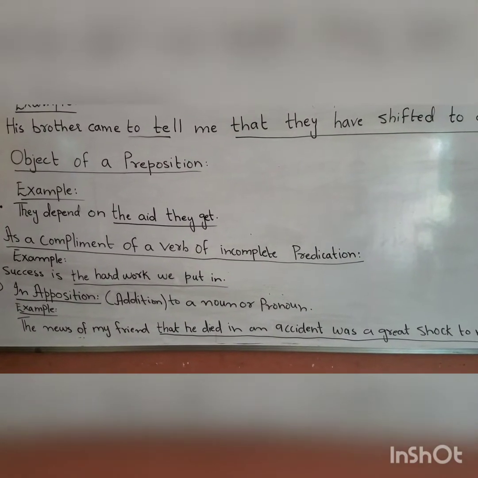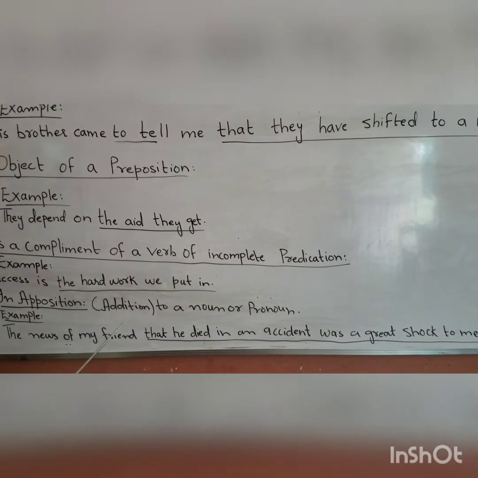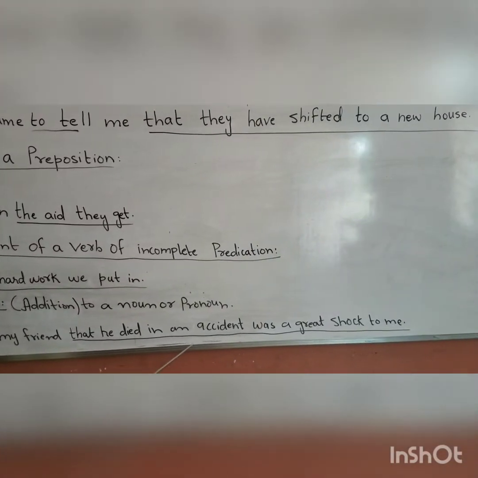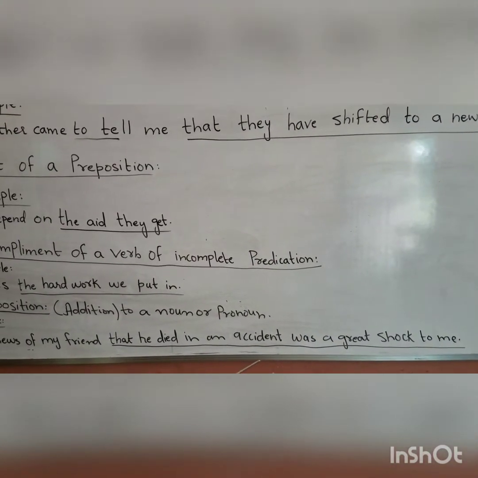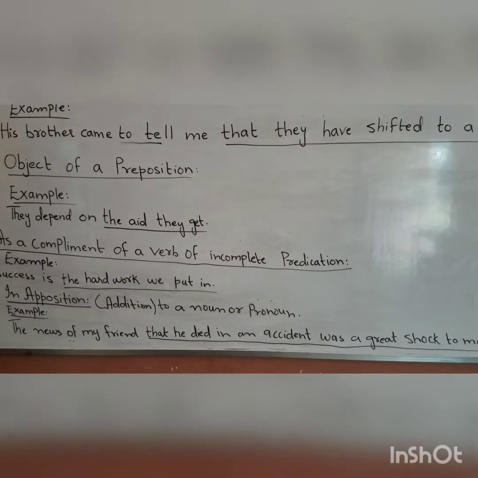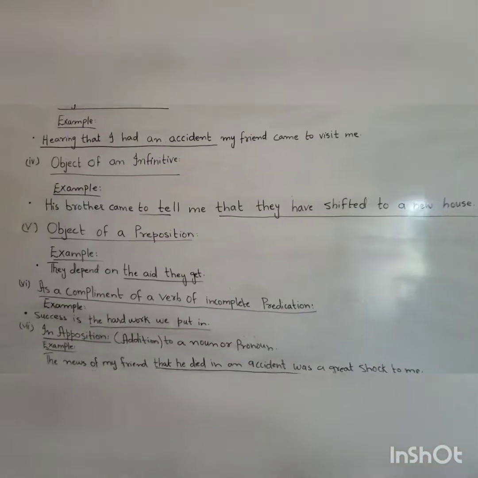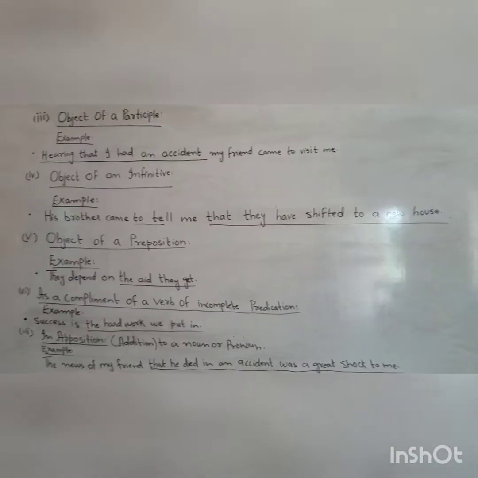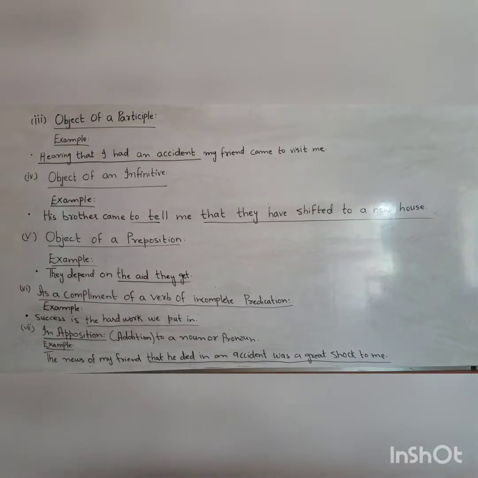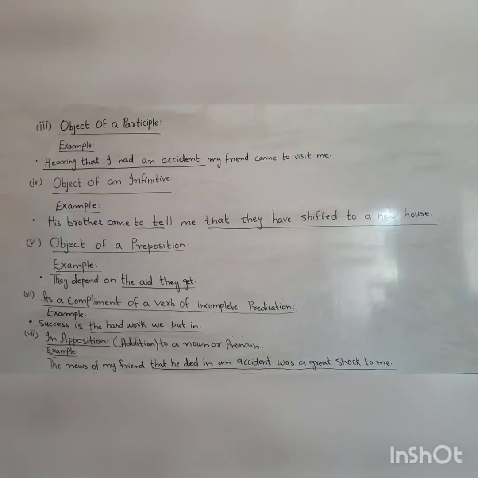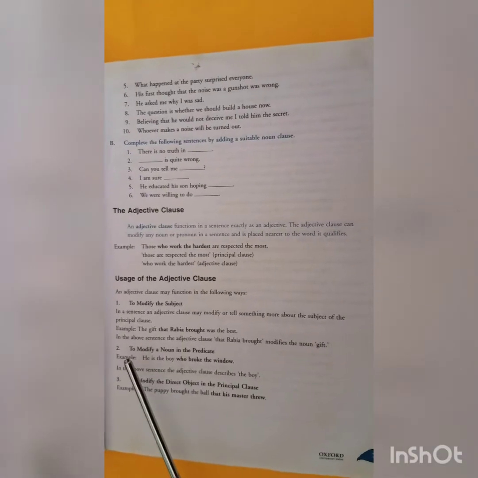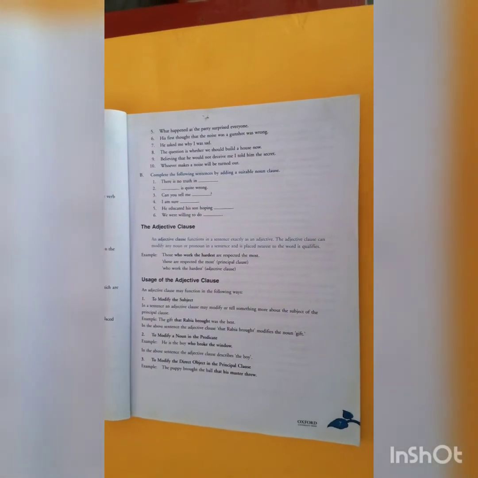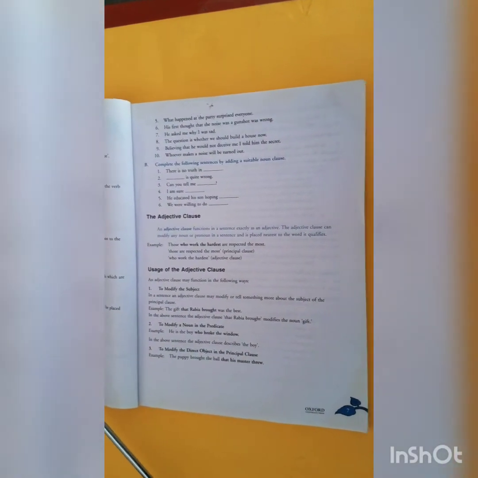Is it clear? And what was the news? That he died in an accident. What was it? It was a great shock to me. I hope, children, all the 7 functions that we have discussed right now of a noun clause are clear to you. Children, we have just done the functions of the noun clause. How do we use it? There are 7 different ways that they function.